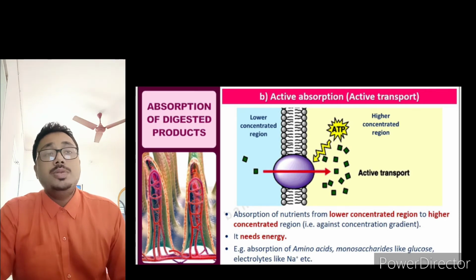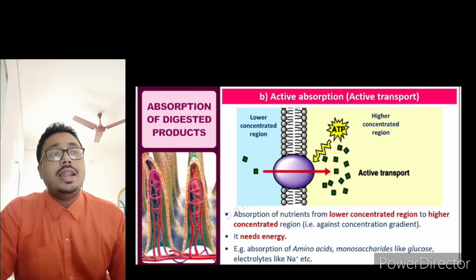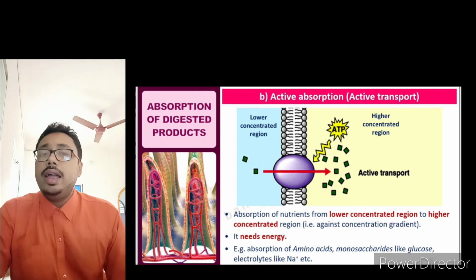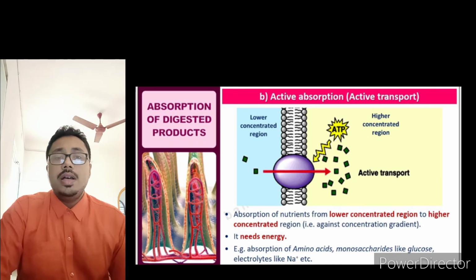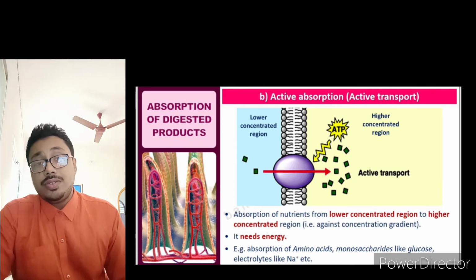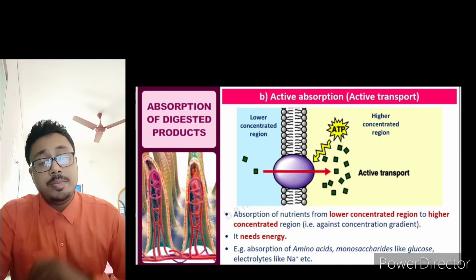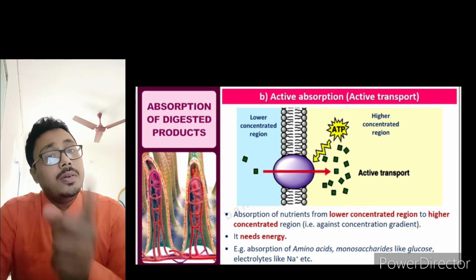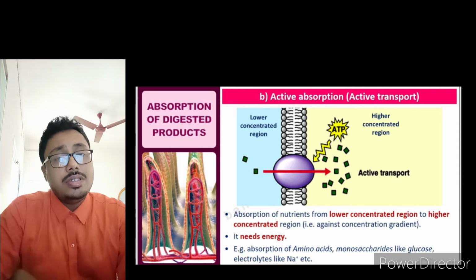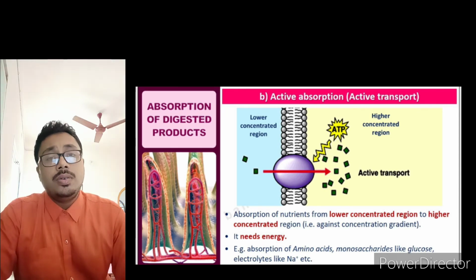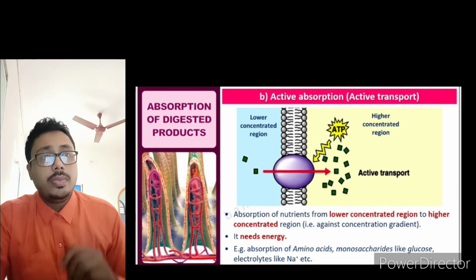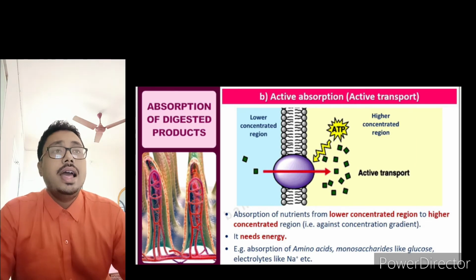Now, absorption of amino acids, monosaccharides like glucose, electrolytes like sodium, etc. from lower concentration to higher concentration. This point is important. If higher to lower, it is called passive transport. If lower to higher, it is known as active transport. Now, next, absorption of lipids.